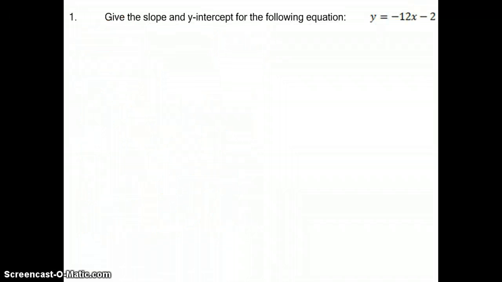Okay, next question. Give the slope and y-intercept of the equation that's given. Go ahead and pause your screen and try this out.